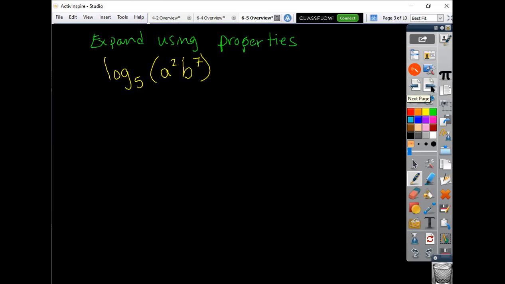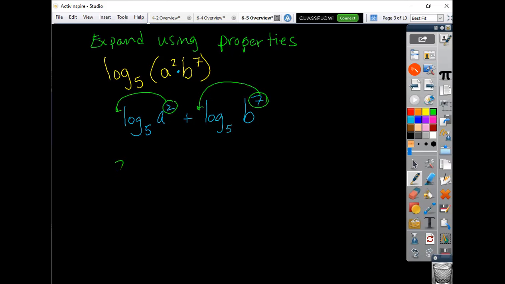So if they wanted you to expand this one out, remember, this is a product right here, right? Then applying that property we were just talking about, log base 5 of the first one, a squared, plus log base 5 of the second term of the product, b to the 7th. And then they also want you to keep going and use your exponent or power property as well, where that comes out in front of the log. So your final answer here would look like this.